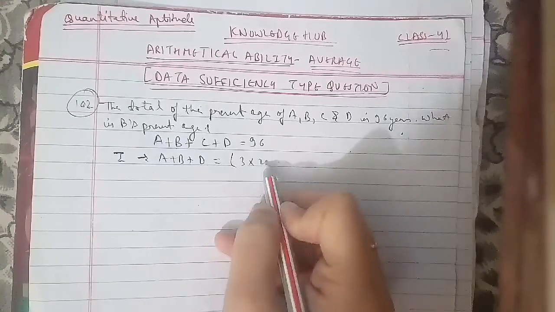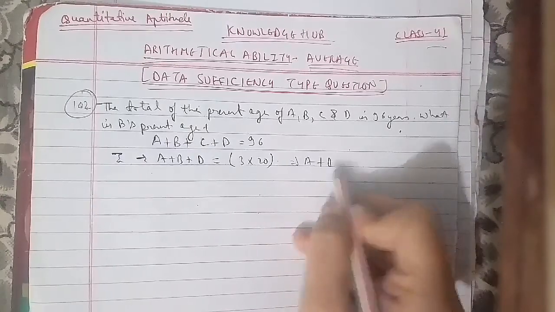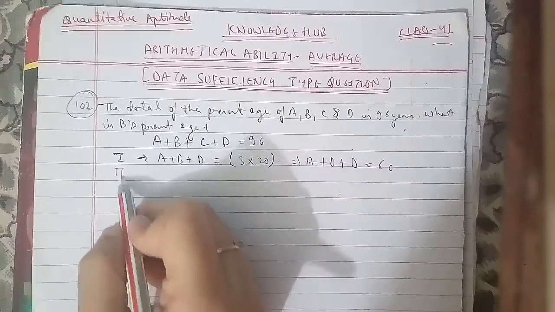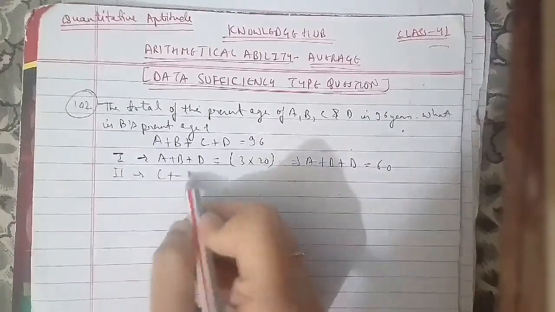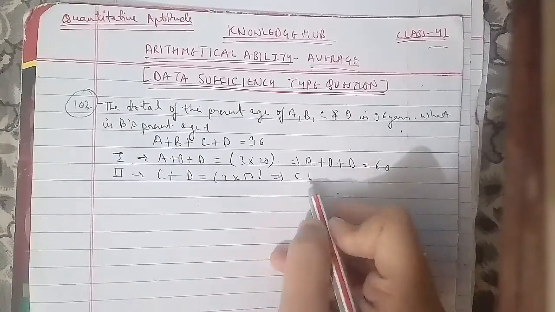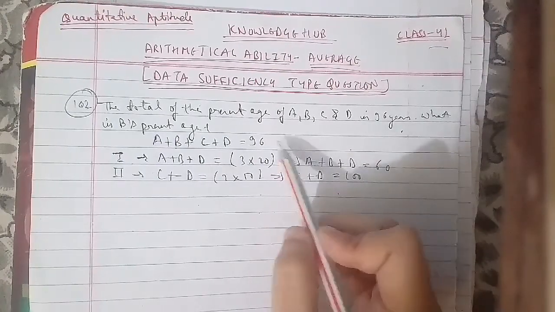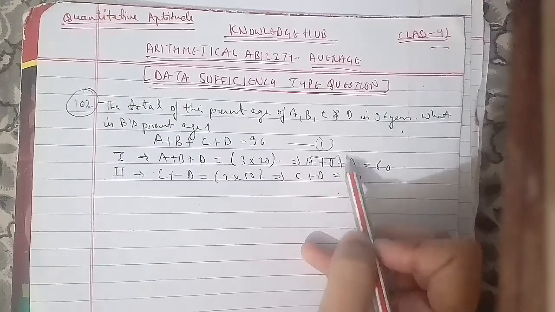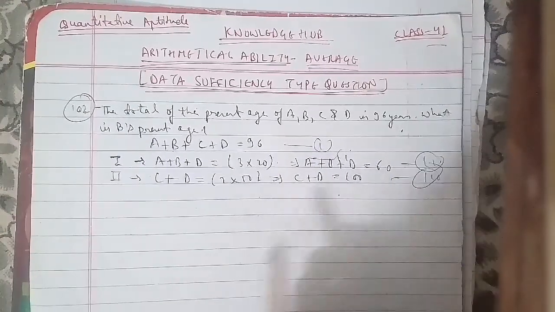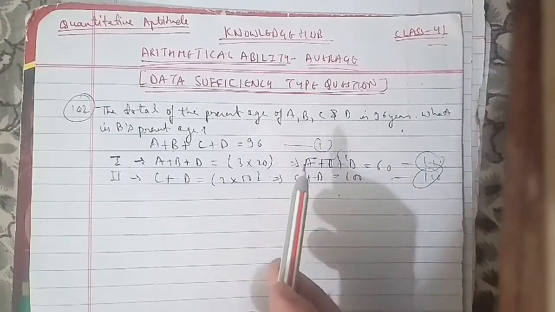So from 1, this is your first equation. From 2, this is your second equation, and this is your third equation. So from 1 to 3 also we cannot find B. So the correct answer will be D, that is, the data given in both statements 1 and 2 together are not sufficient for the question here. The correct answer cannot be determined from all these 3 equations, so D will be the right answer for this question.